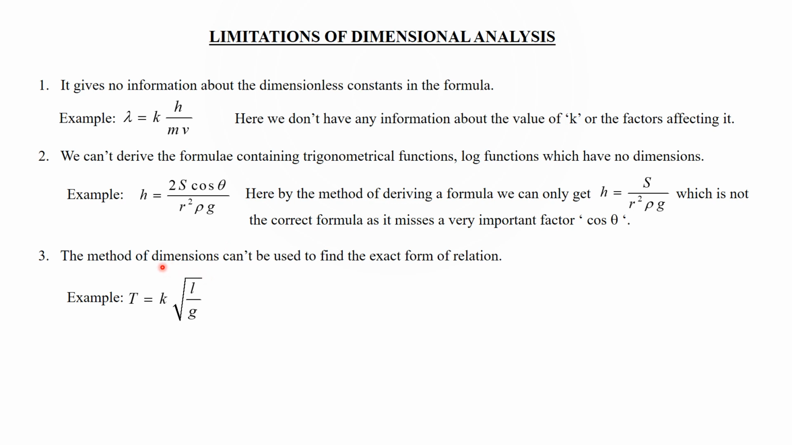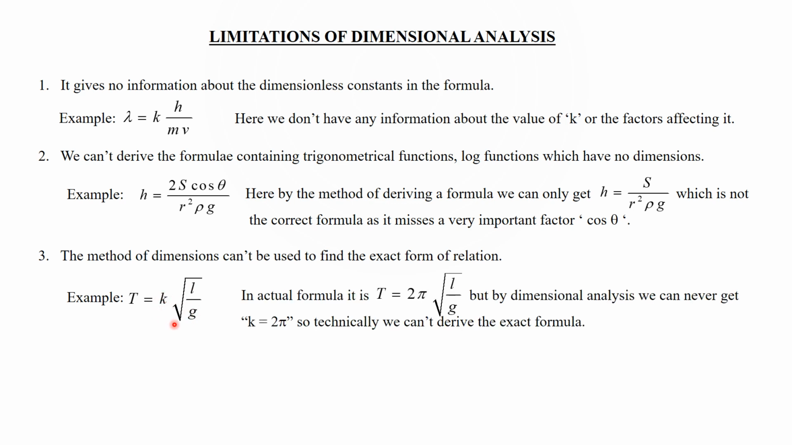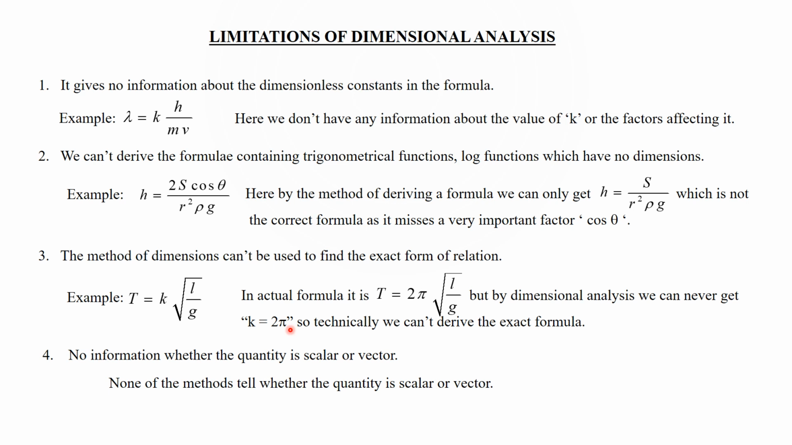By method of dimension, I can derive t equal to k under root of L by G. What is the value of k? Let's see the exact formula. The exact formula is t equal to 2 pi under root of L by G. Now, by dimensional analysis, I can never get k equal to 2 pi. So if I am not getting k equal to 2 pi, I am never ever deriving the exact formula. The last one, no information whether the quantity is scalar or vector.